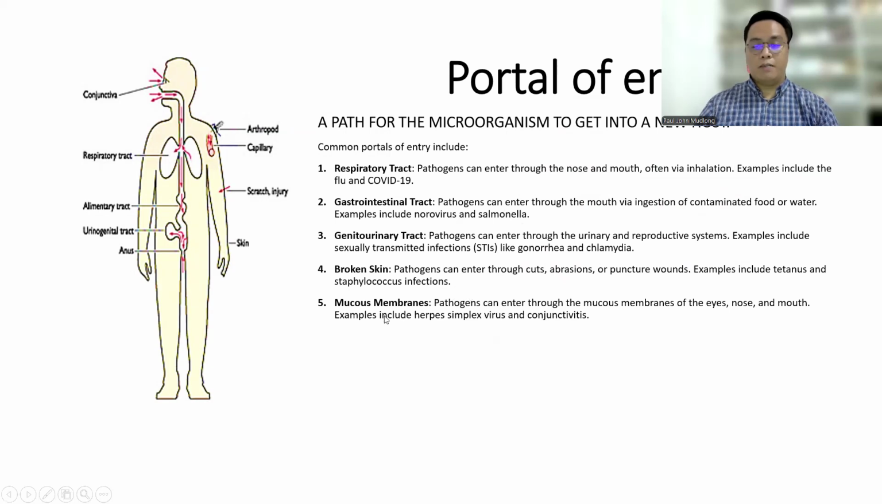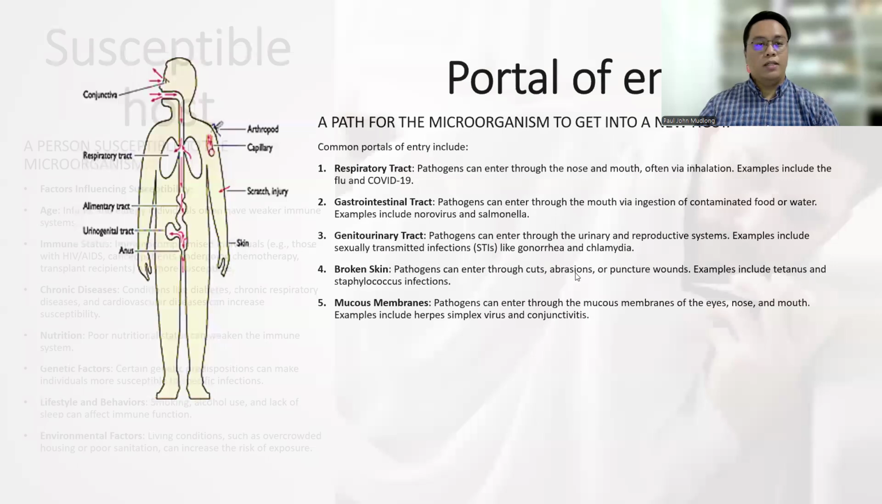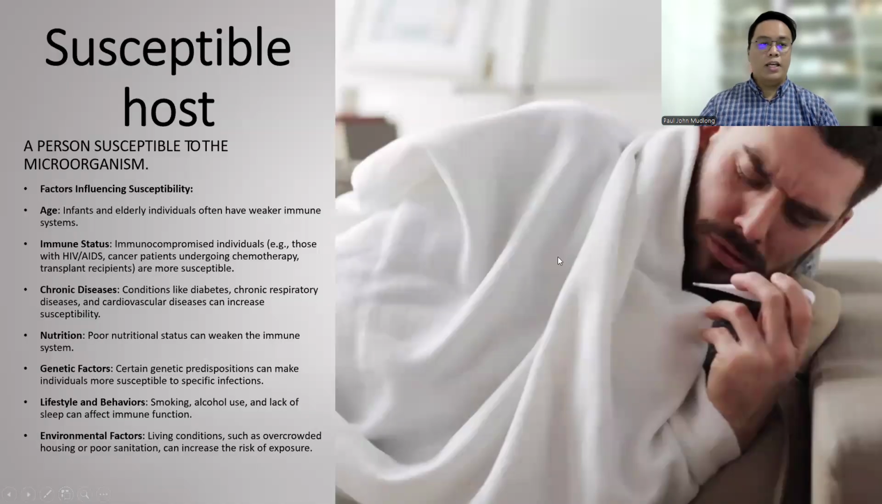Mucous membranes. Pathogens can enter through the mucous membranes of the eyes, the nose, and the mouth. Examples include herpes simplex virus and conjunctivitis. Next one, susceptible host. A person susceptible to the microorganisms. There are several factors influencing susceptibility.